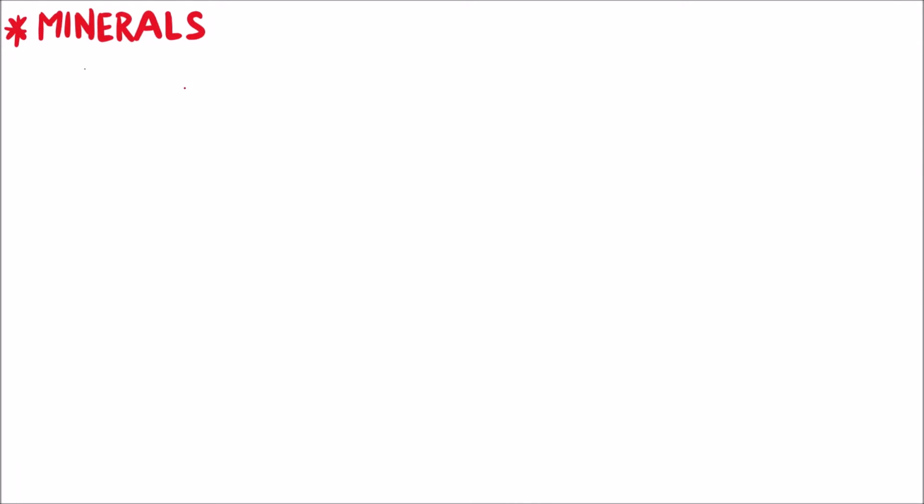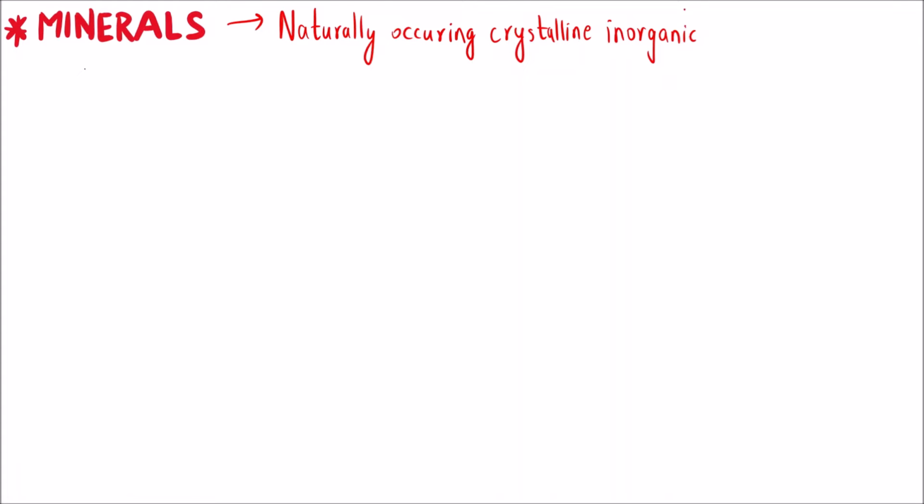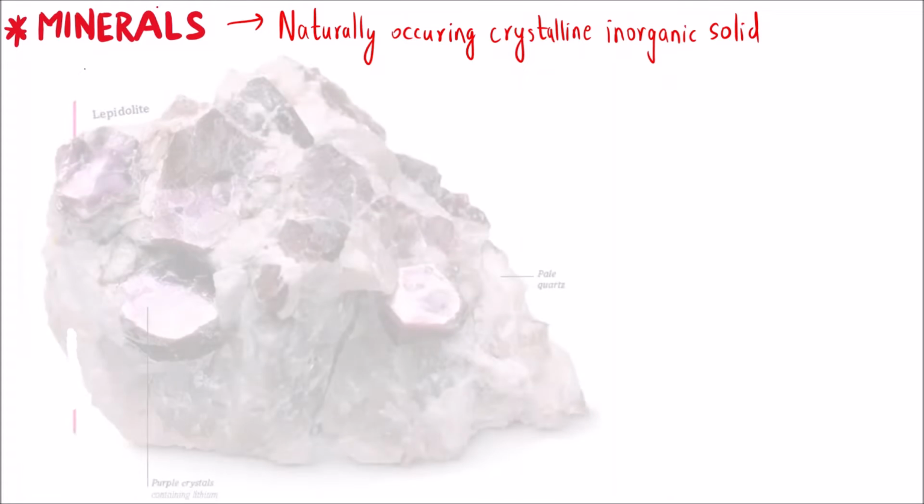So first let us understand what are the minerals of lithium. What is a mineral? A mineral is a naturally occurring inorganic solid, crystalline in nature, from which metal can be extracted. So these are some of the minerals from which we can get lithium.